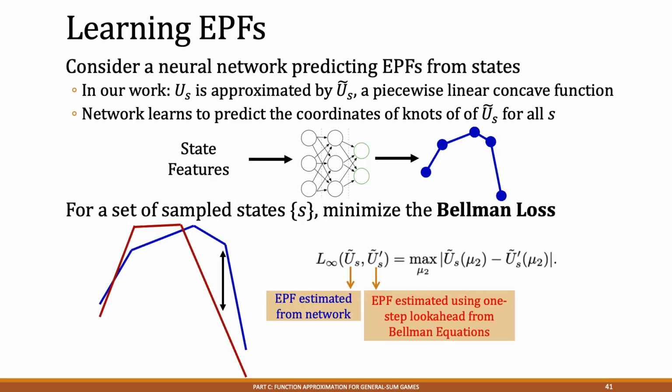And once we have that, we can use this to minimize the Bellman loss, which is basically: I have a predicted EPF here, and I have a predicted EPF using one-step lookahead here based on the equations in the previous slide. I can compare them, and if they are identical, then the loss is zero. If they're not identical, I can try to minimize this loss using gradient descent on the neural network parameters, right? This is typically what you would do in AlphaZero and so on and so forth.